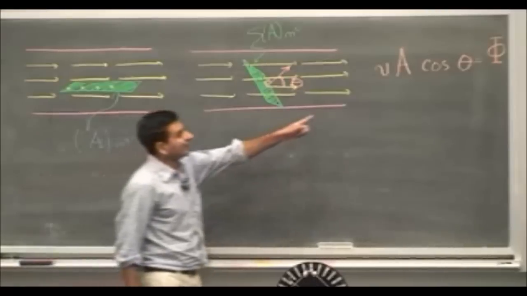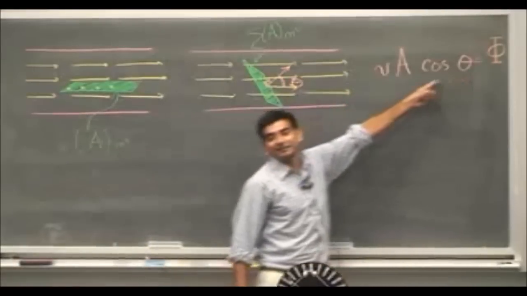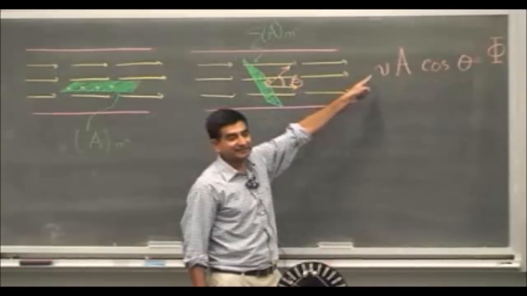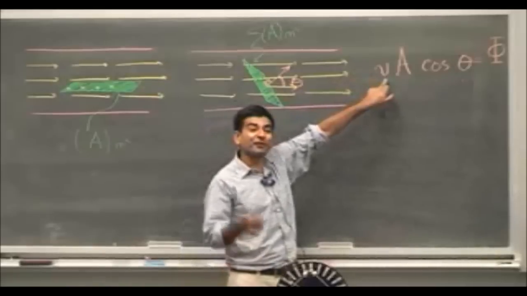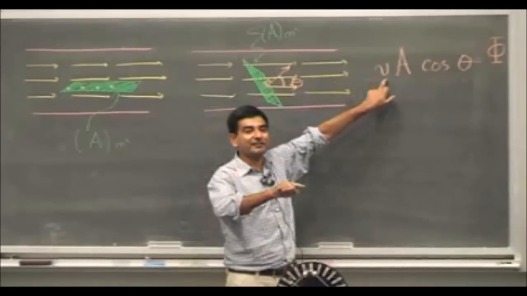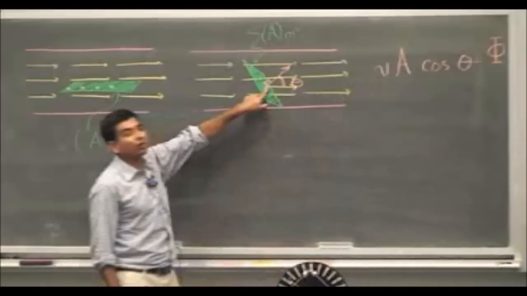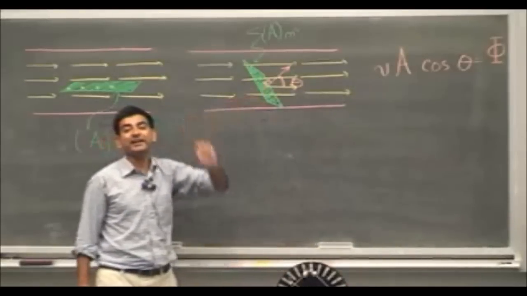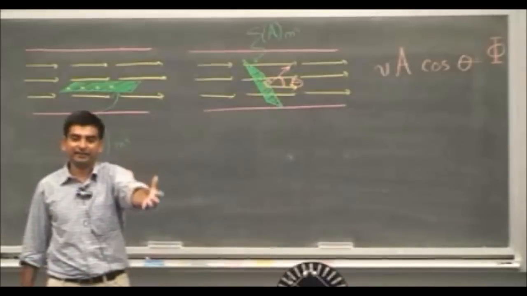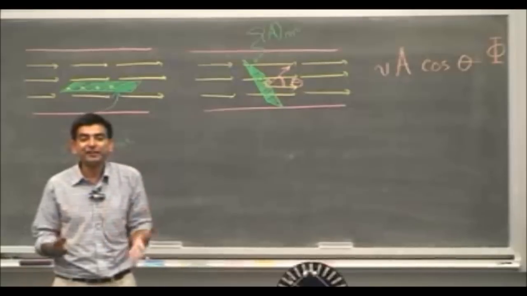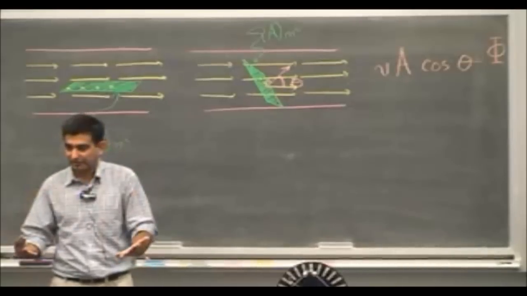Now I can generalize this. Is this a scalar? Yes, it's a scalar, it's not a vector, even though velocity in itself is a vector. So what about area? Here I have defined a normal to the area, so I have defined a direction to the area. So I can treat area to be a vector.